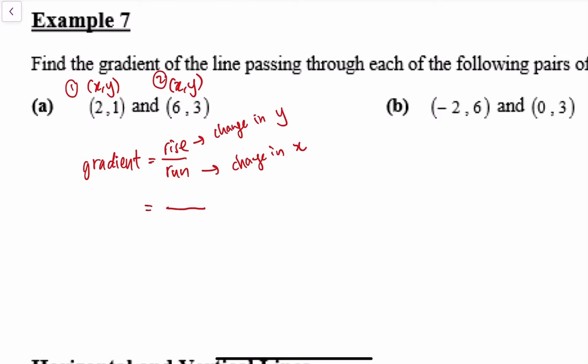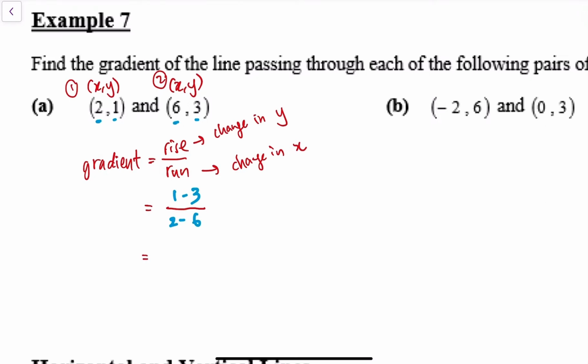Let's look at my change in y. My y here is 1 and 3. So my change is from 1, I change to a 3. So it's 1 minus 3 over here. And then my change in y is 1 minus 3. And then my x is 2 to 6. So I change from 2 to 6. 2 minus 6.